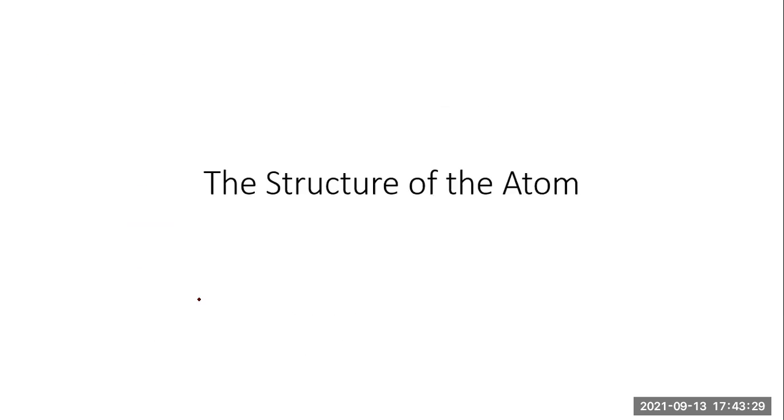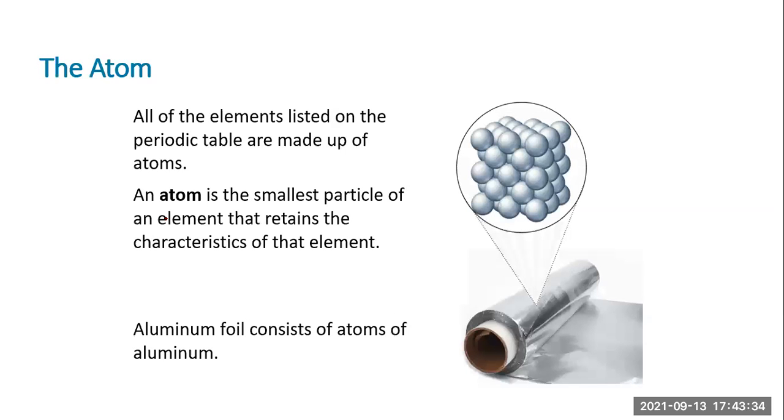So what we're going to talk about next is the structure of the atom and some experiments that really led up to a better understanding of the atom. As I mentioned before, all elements listed on the periodic table, their basic units are atoms, which even though they're really small, have been found to have what are referred to as subatomic particles. And that is your protons, your electrons, and your neutrons.